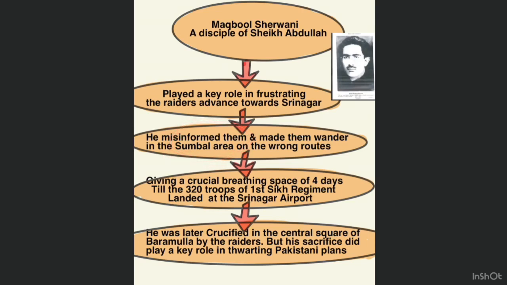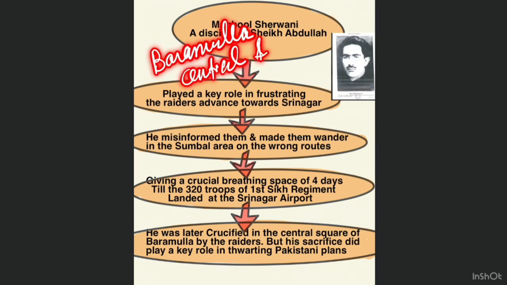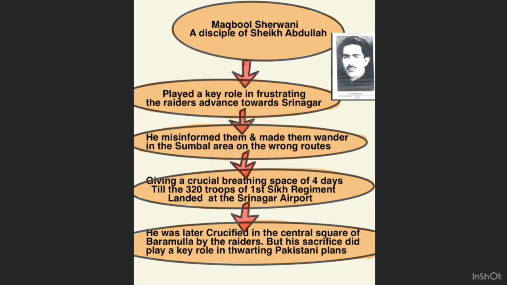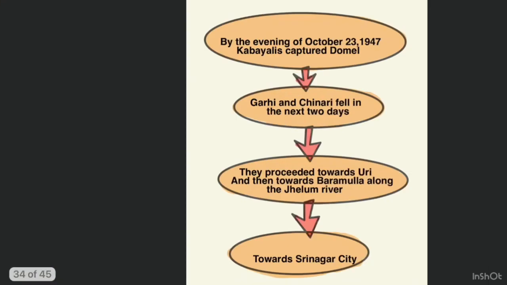So when he was found, when he was captured, he was crucified in Baramulla's Central Square. He was first killed, butchered, and nails were put in his body. He was crucified badly, and that was a spectacle. They wanted to make it a spectacle for others to see, so that nobody dares to do such an act. But his contribution will go down in history and is remembered in India's Kashmir accession story.